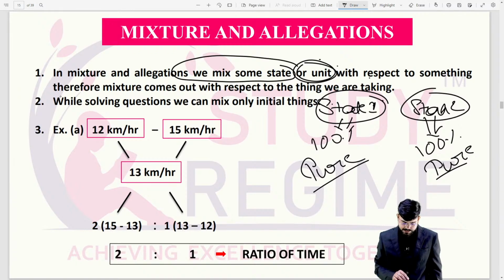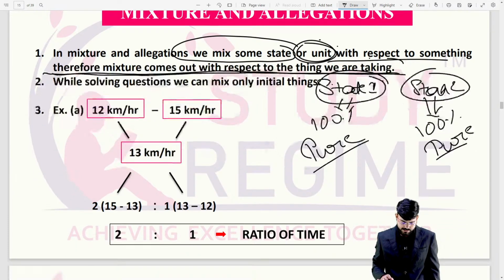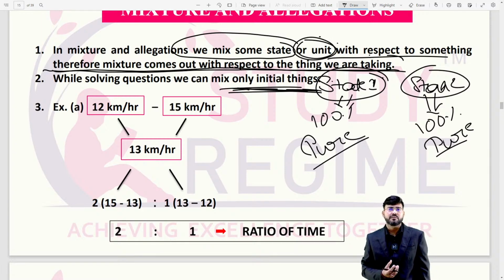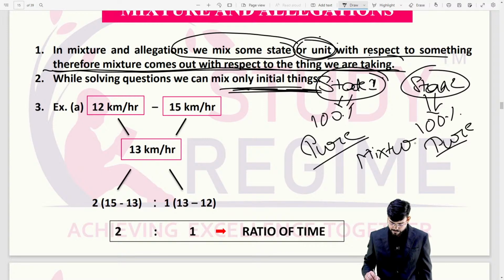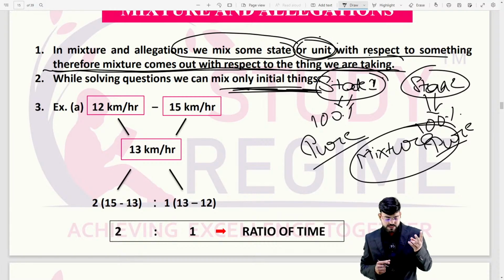With respect to something, before the mixture comes out, with respect to the thing we are taking. Now, underline this line. It's a very important line written there. Okay. We'll come back to this line. Now, the second point is written that while solving a question, we can mix only initial things. Why initial things? Because once you mix state 1 with state 2, then you will get the mixture. Now there is a mixture. You cannot separate state 1 and state 2. That is why it is written that you can mix only initial things. So these are the 2 points which you should know. If you want to mix, you can mix only initial things.